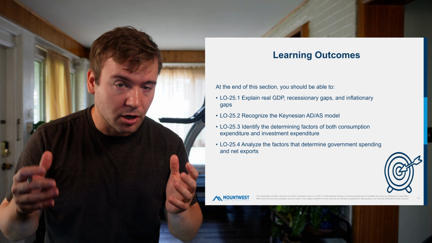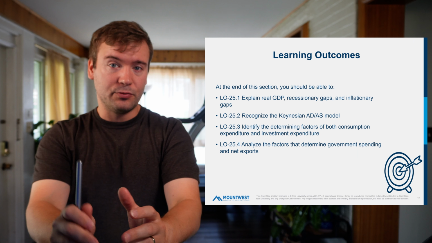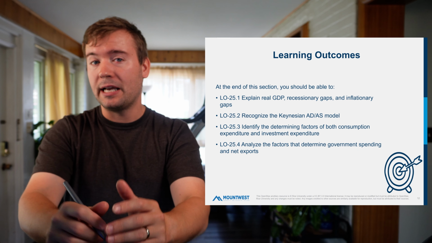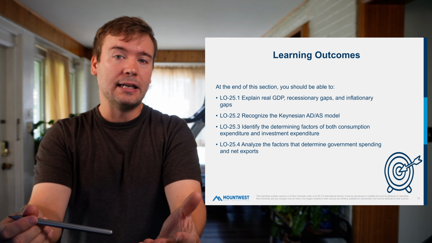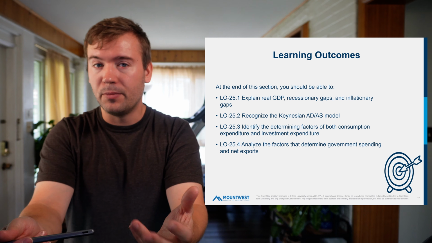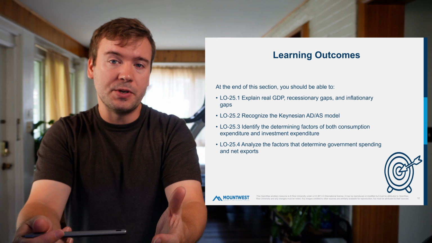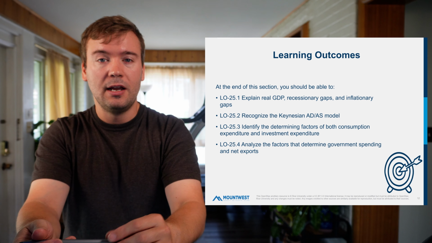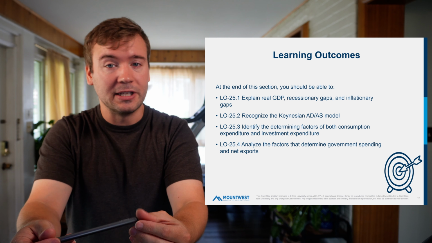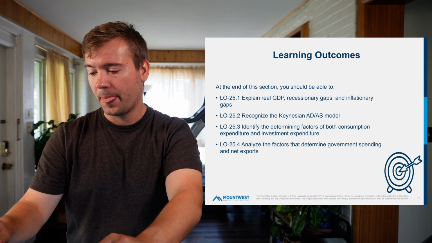Here are the learning outcomes. We need to explain real GDP, recessionary gaps, and inflationary gaps. We need to recognize the Keynesian ADAS model, identify the remaining determining factors of both consumption expenditure and investment expenditure, and then analyze the factors that determine government spending and net exports.